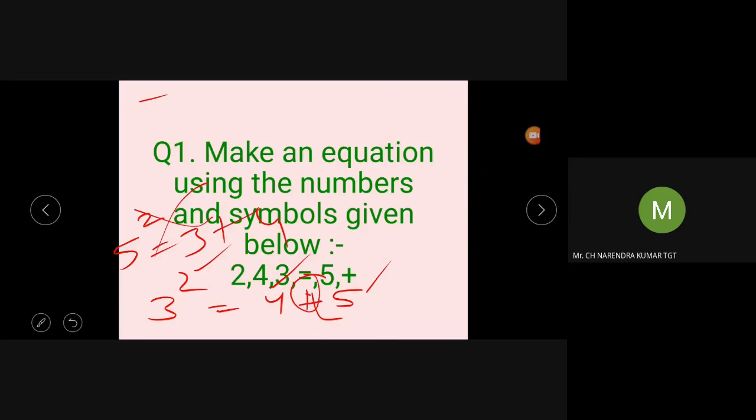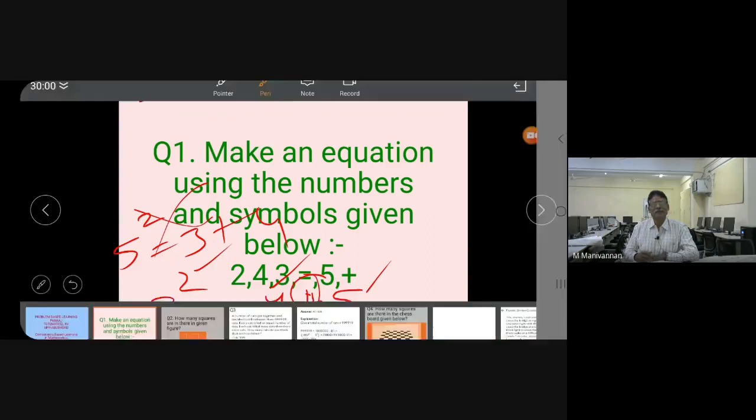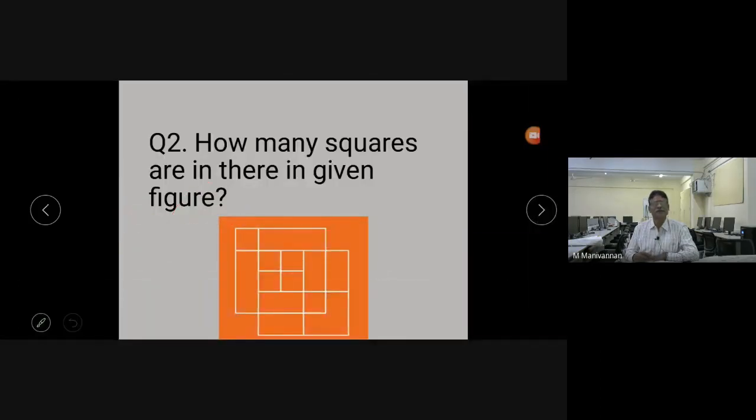Yes, sir. Yes, sir. Please proceed further. Next question, question number 2. There is a figure before you. How many squares are there in this given figure?